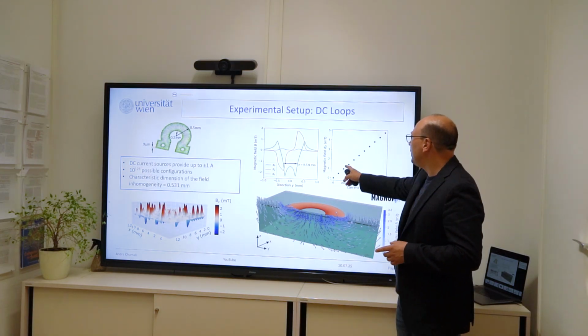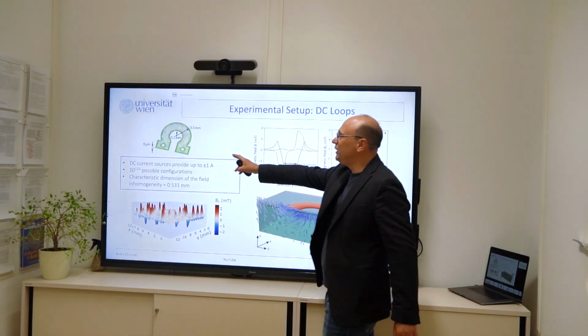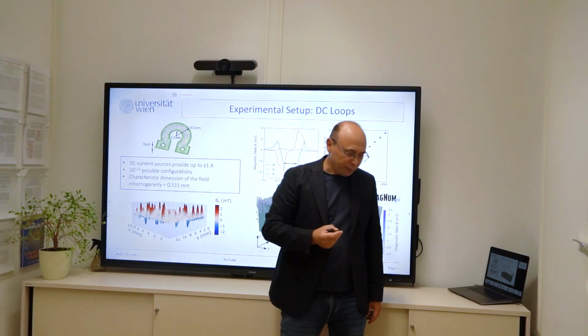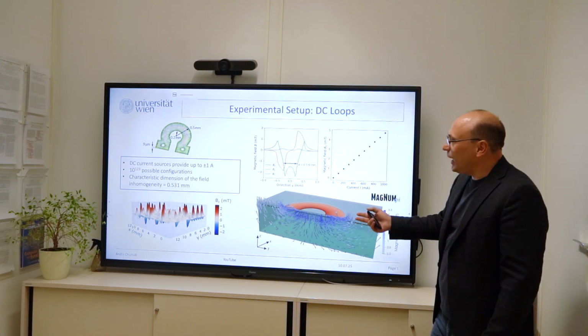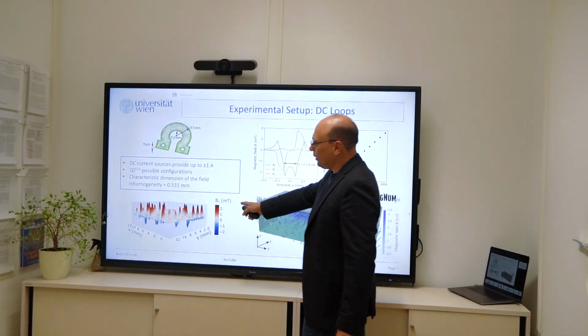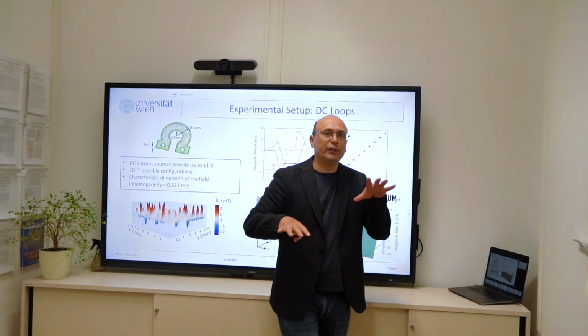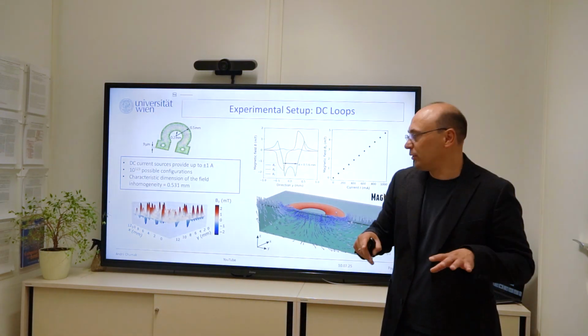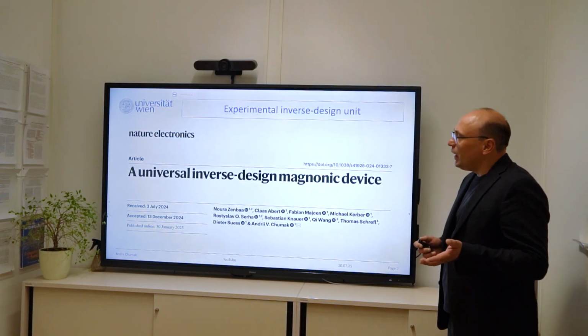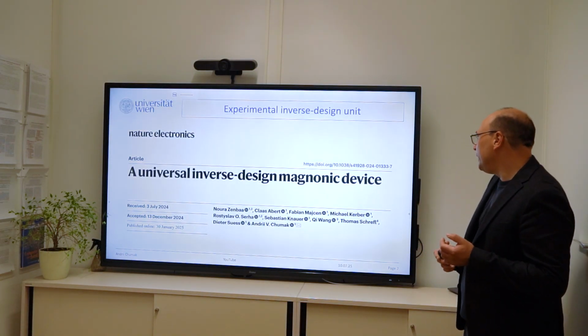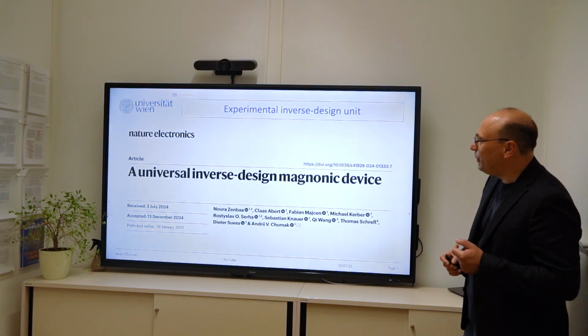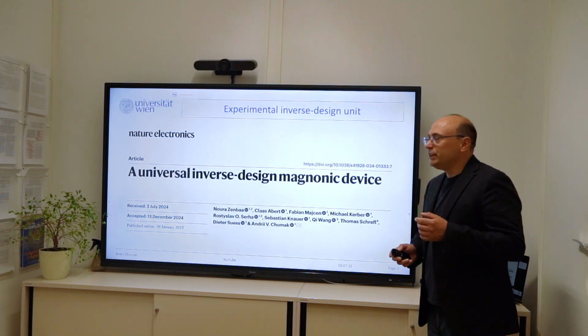We can change the field up to 5 millitesla by each such omega resonator. And at the end of the day, we have such a complicated landscape of magnetic fields which we fully control by these 49 current sources. The results were published in January this year in this paper, so you can go for details there.